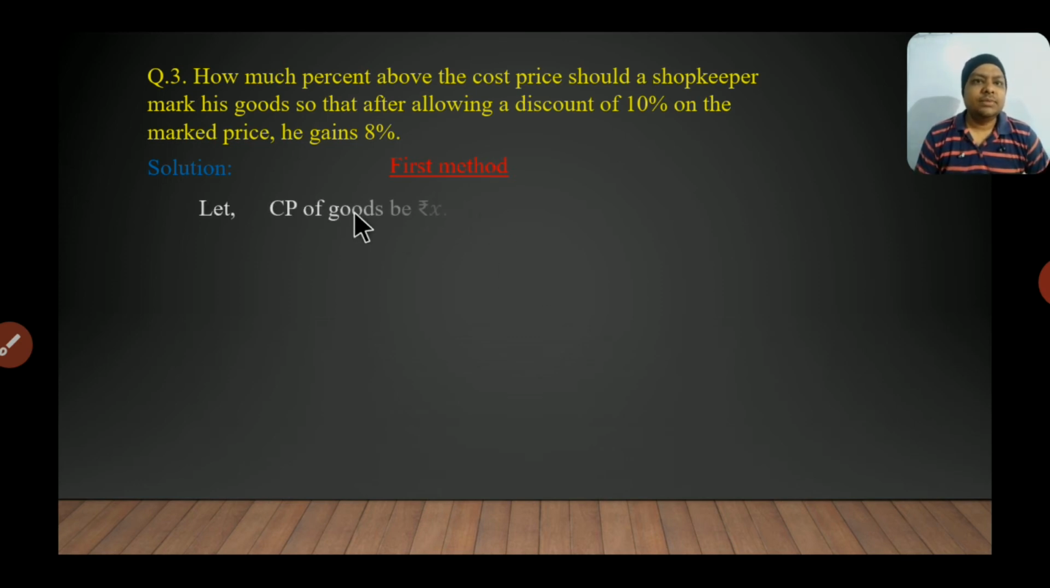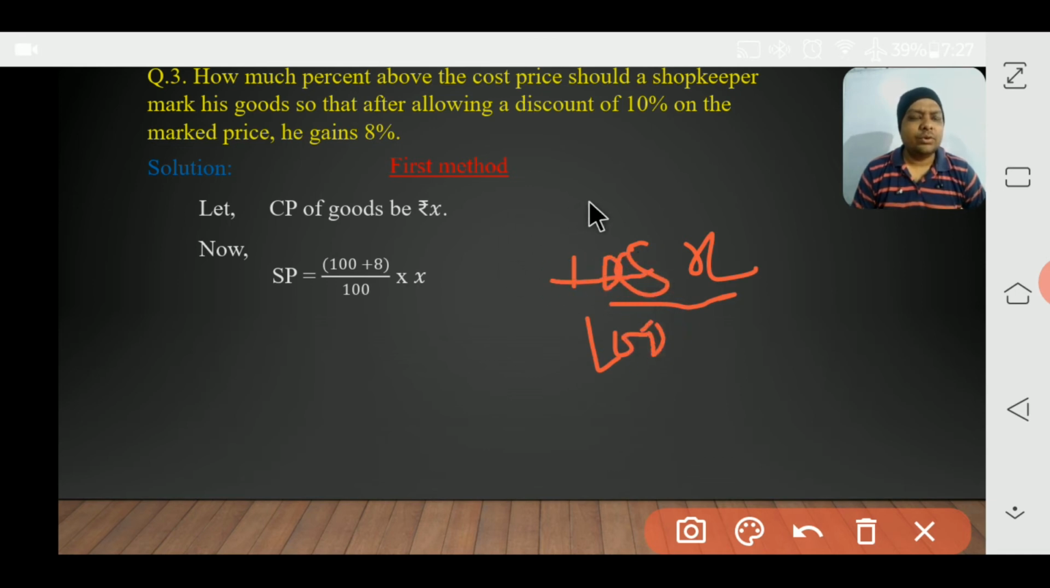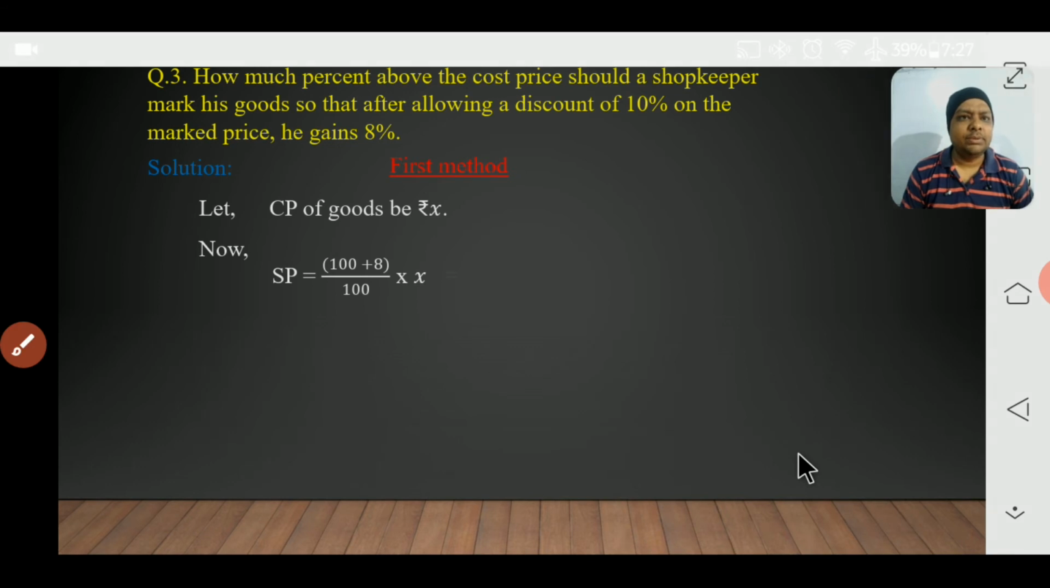So let the CP of goods be rupees X. So what will be the SP? SP will be (100 + 8)/100 into X. So it will be 108 into x by 100. Now we can cut it. Both are divisible by 4. So 4 twos are 8, 4 sevens are 28, and here 4 twenty-fives are 100. It means 27x by 25 will be the SP.